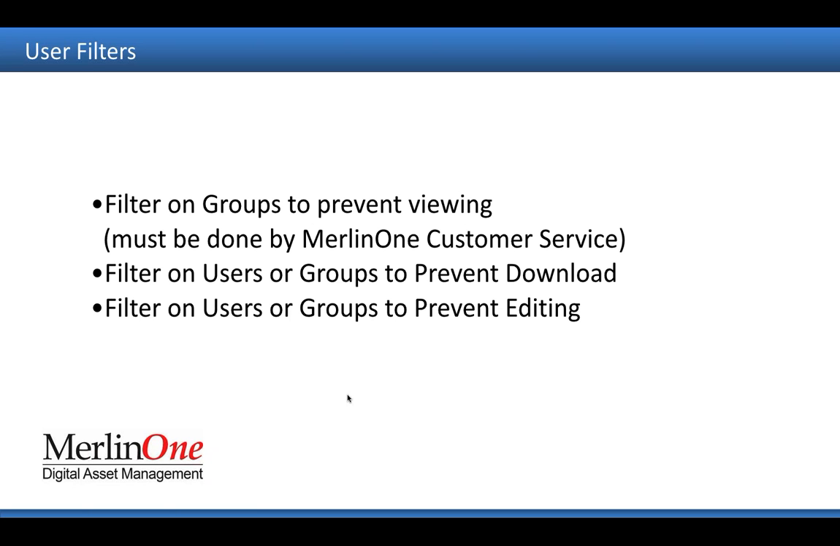You can also filter on users, specific users or groups, to prevent people from downloading content. Now, what I'm describing right now works only for folks that are using the new Merlin X web browser client, and I know we're still getting that rolled out to a lot of customers, and I know some of you on the call today have recently had Merlin X installed on your servers, and we can talk about that later. But you can filter on both the individual user or the group and prevent them from downloading it.